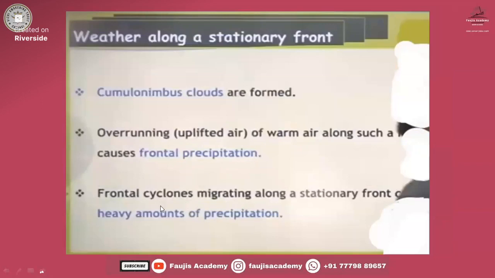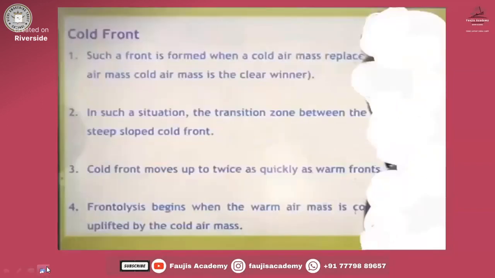Okay. Then we have the frontal cyclones also in these parts. So just see, the weather of all those fronts is mentioned in this slide. So just go through, and remember that these particular weathers are from the fronts. Okay. Then in cold front, all those definitions are given.